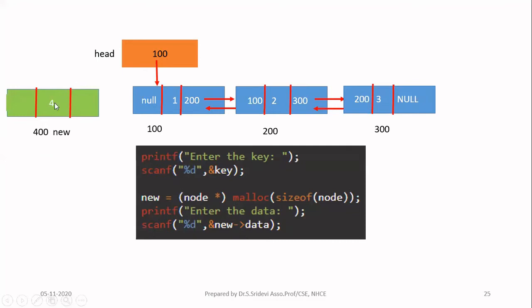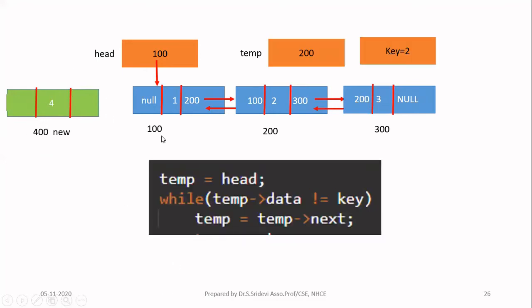After that, your new node will be like this. You have to change the pointers now properly. So how to change the pointers? Now we don't know where the key is present, so we have to travel through the entire linked list. I am starting with temp is equal to head. Then I have to go through the entire linked list and find a node whose data is equal to key, because this key is going to tell you after which node you want to insert the new node. So I'm writing while data of temp is not equal to key.